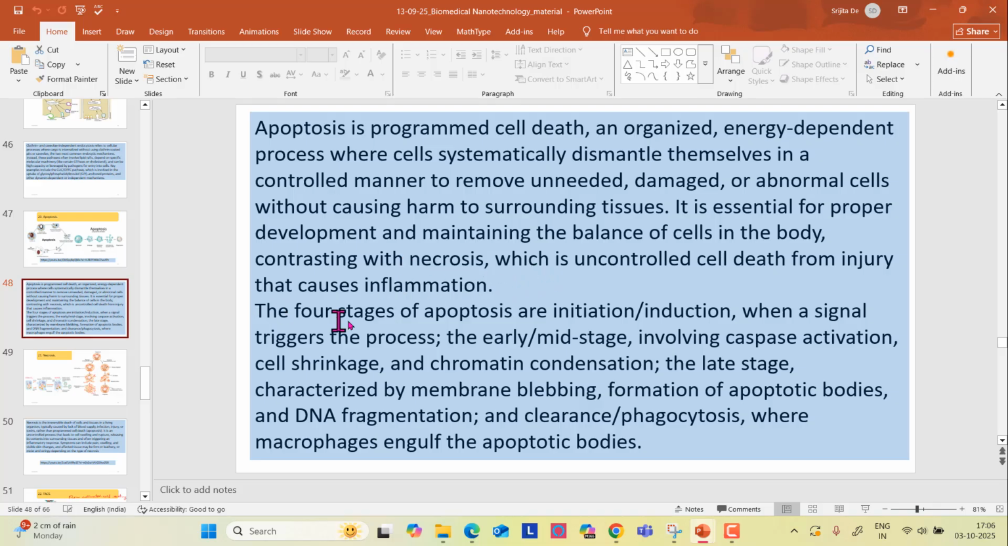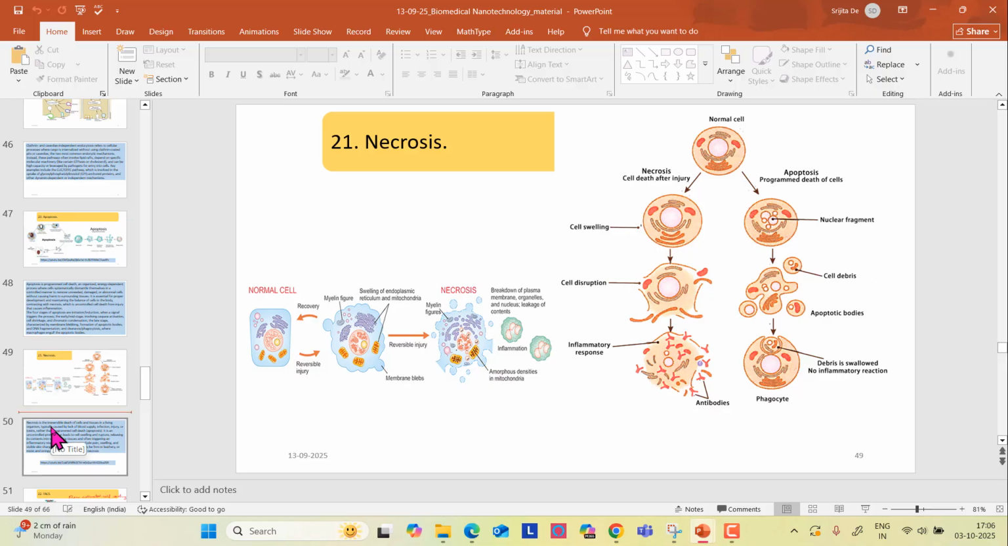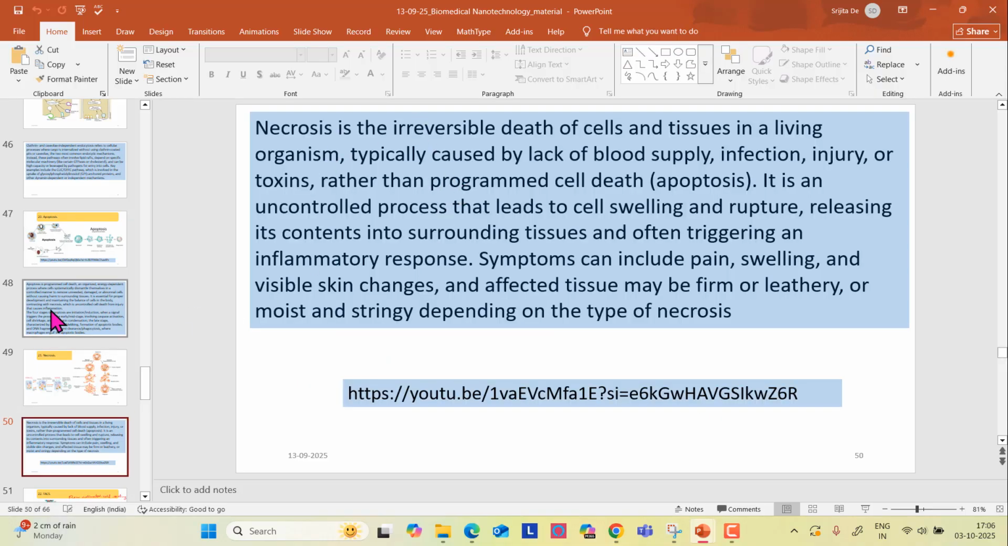So the four stages of apoptosis are initiation, when a signal triggers the process; the early or mid stage involving caspase activation, cell shrinkage, and chromatin condensation; the late stage characterized by membrane blebbing, formation of apoptotic bodies, and DNA fragmentation; and clearance or phagocytosis, where macrophages engulf the apoptotic body. And in case of necrosis, it is the irreversible cell death.